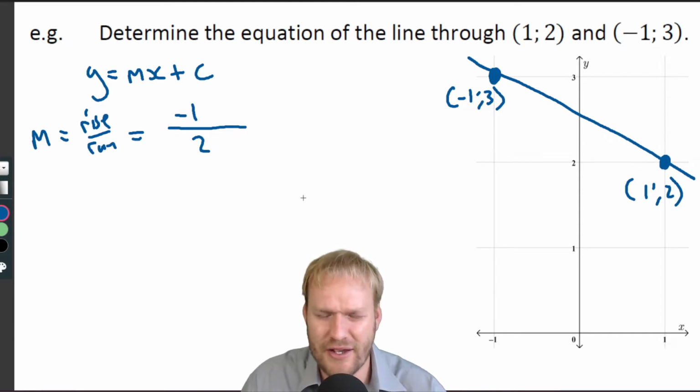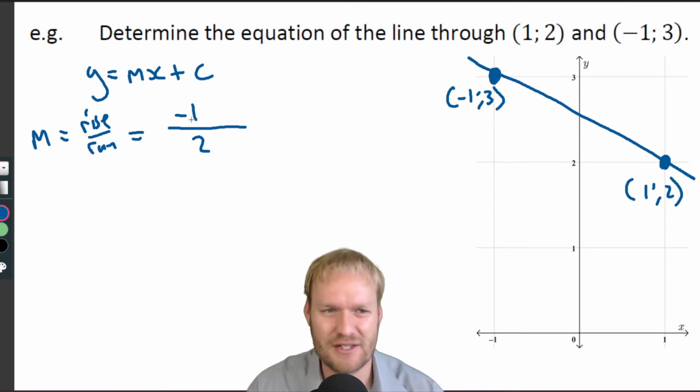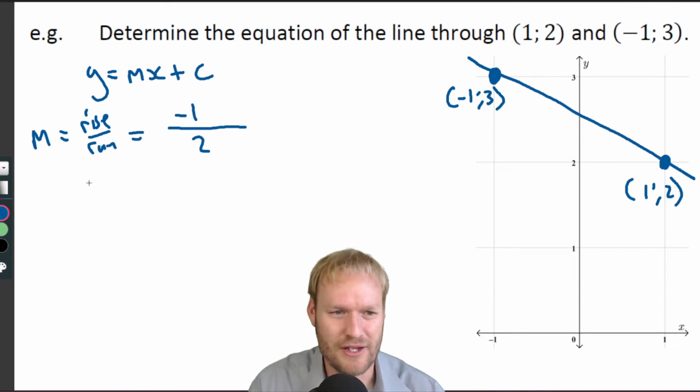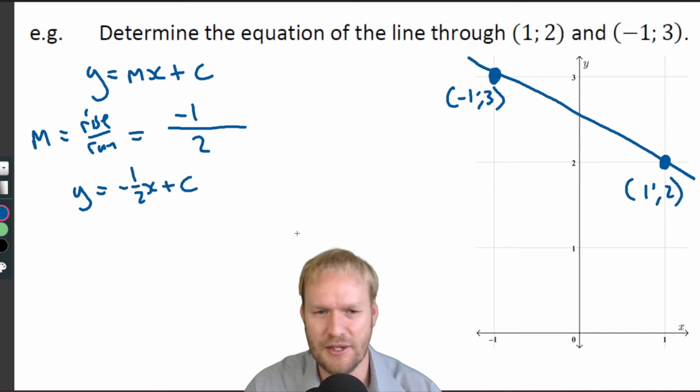That fits in with our thinking that it should be negative. Remember, you can use that whole y2 minus y1 option if you want to, but I think it's easier just to think, how far did you run, how far did you rise? Okay, so y = -1/2 x + c.